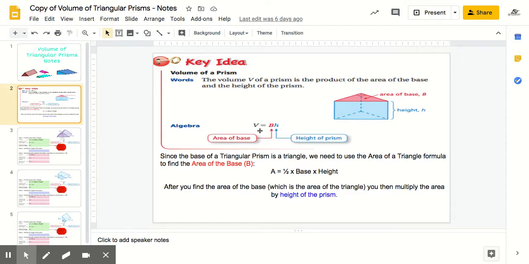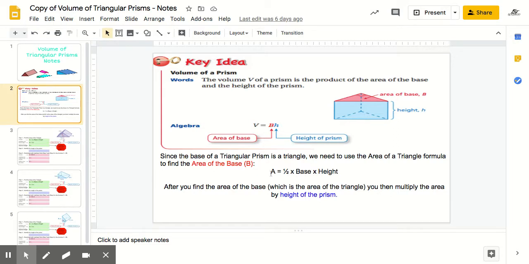We use this formula here that says volume equals B times H. But this B stands for the area of the base, and the area of the base of a triangular prism is a triangle. So we have to first find the area of the triangle and then multiply the area of the triangle by the height of the prism. So that's why we have our two steps.